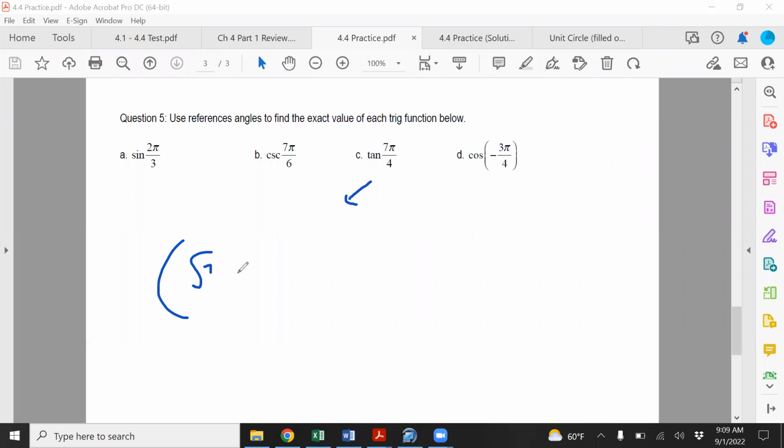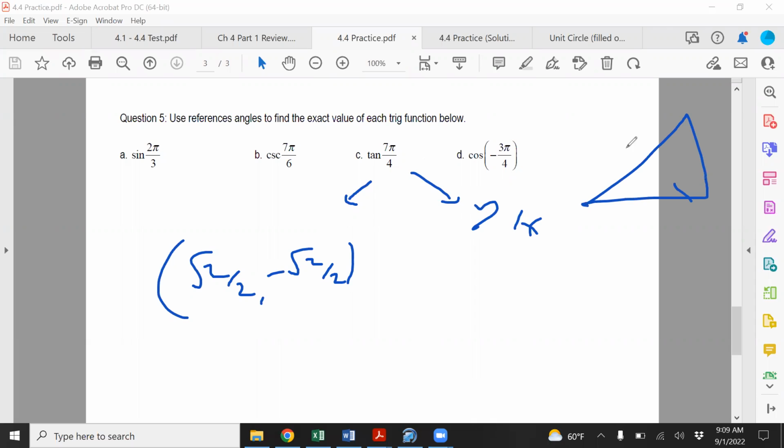So you get root 2 over 2, comma, negative root 2 over 2. Now tan is y over x, because remember, that's r, that's x, that's y over x, right? So you've got negative root 2 over 2 over root 2 over 2. That reduces to just negative 1.